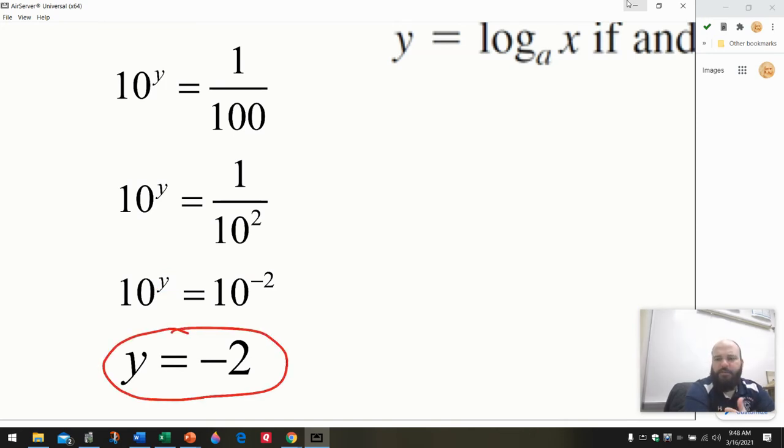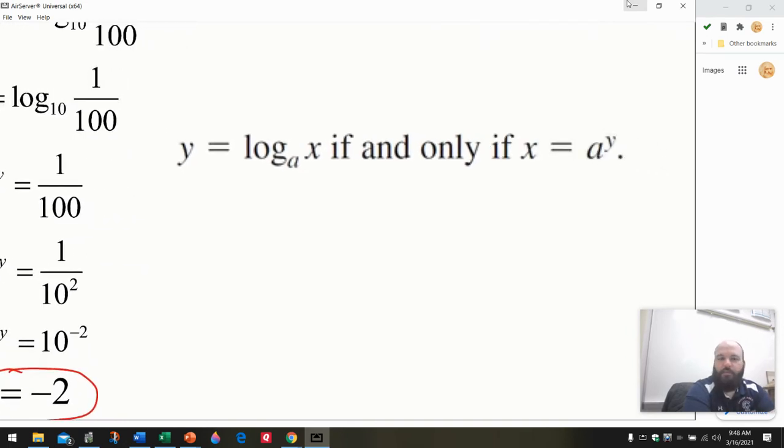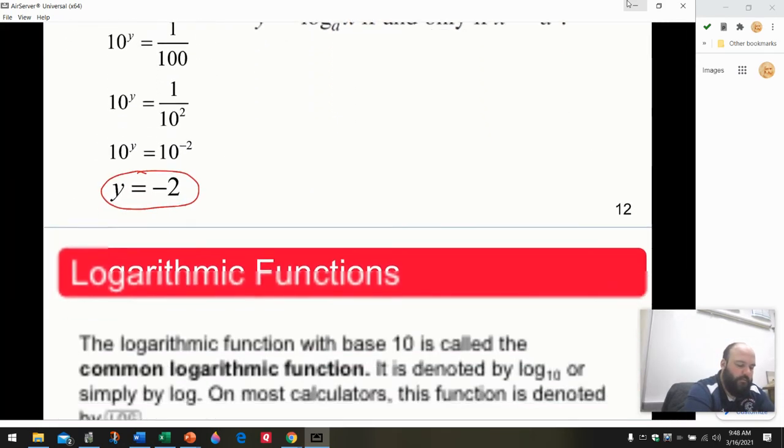So these are exercises using the different power properties and then utilizing this rule of a logarithmic equation and how to put it into an exponential form. Very important formula.